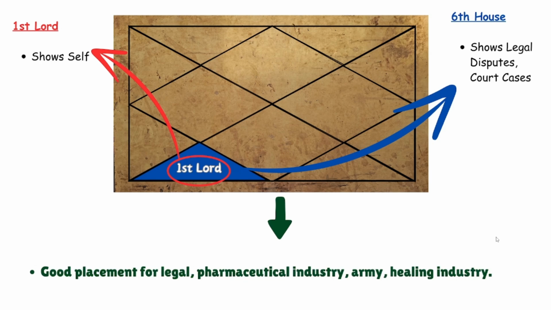Sixth house is a house of legal disputes, court cases, and basically healing service. All this is part of the sixth house. So this is also a good placement for the legal, pharmaceutical industry, army, healing industry. If any person is part of a legal field or a pharmaceutical field, in the army, or in healing related industries, this is a placement which works in a good way for them.